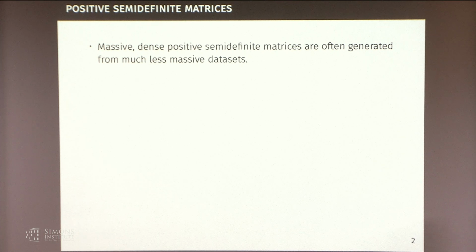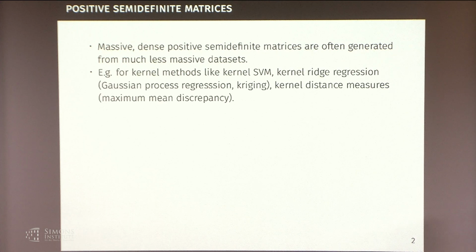Another thing about PSD matrices is that often we get really big ones, really big and really dense. Often we generate really large PSD matrices from much smaller data sets. An example of this is in kernel methods. Things like kernel ridge regression, which is closely related to Gaussian process regression, called Kriging in the geosciences. Kernel distance measures like maximum mean discrepancy are ways of testing distances between distributions using kernels.